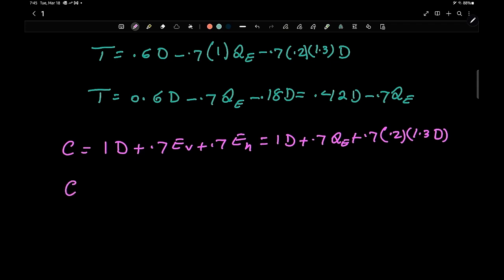So our C is equal to 1.18 D plus 0.7 QE.